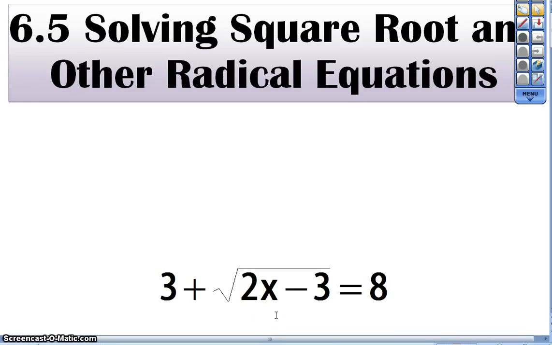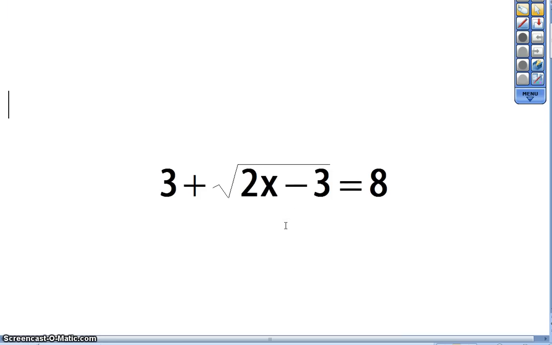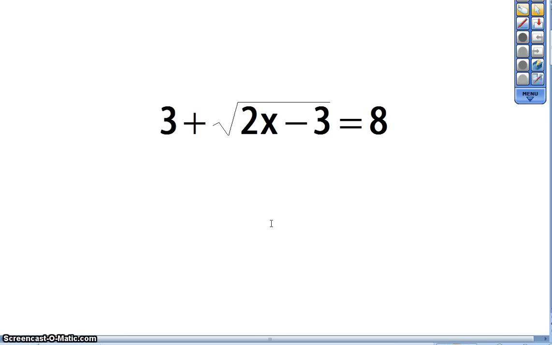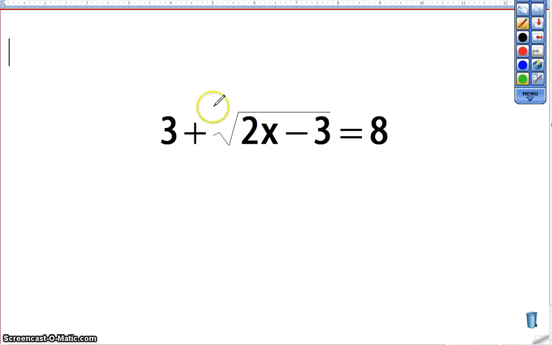We're going to be solving some equations today that have square roots, actually more than one square root, so it's going to get kind of crazy at the end. Remember that the first thing you need to do to solve any of these is to get the radical sign all by itself. On the first one here, isolate this radical sign.